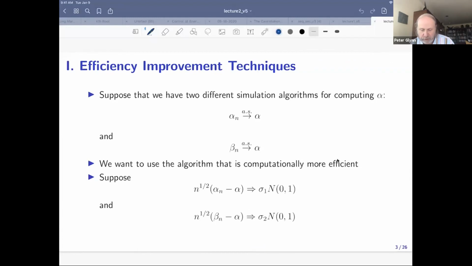All right, so efficiency improvement techniques. We're all thinking about algorithms. Oftentimes we'll have a choice as to which algorithm we may wish to use to compute a particular quantity, let's say alpha, in the context of Monte Carlo simulation. So it could be that we have algorithm number 1 that gives rise to a sequence of iterates alpha n converging with probability 1, let's say, to alpha, and a second algorithm that gives rise to some beta n's. And then we want to use, obviously, the algorithm that converges faster, that's computationally more efficient.